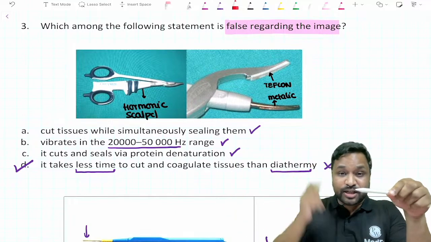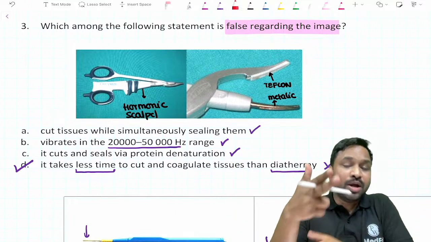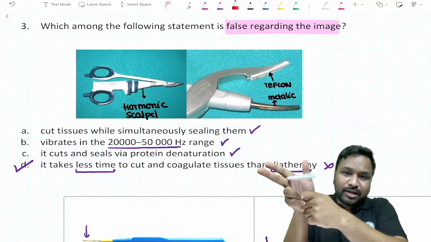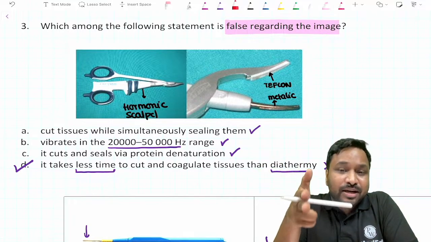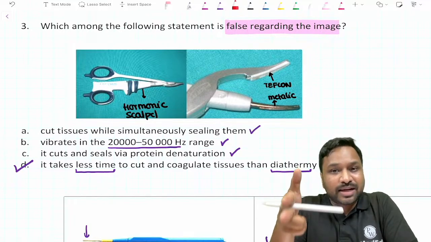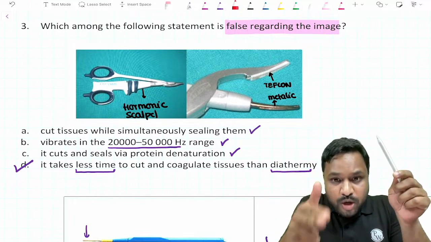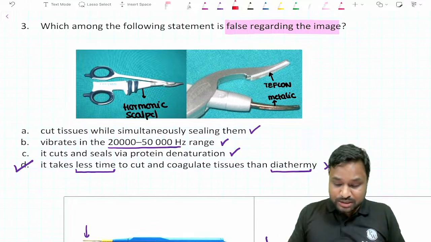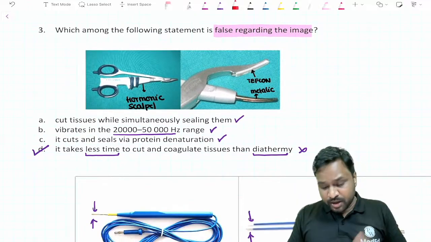Harmonic, on the other hand: if this is the tissue and this is the harmonic scalpel, I'll put in the tissue and then press it. I will lock it, there will be a button here, and then I have to wait till it sounds like ting, ting, ting. When it sounds like ting, ting, ting, then it's done. So I have to hold and wait. It takes longer than your standard energy devices.